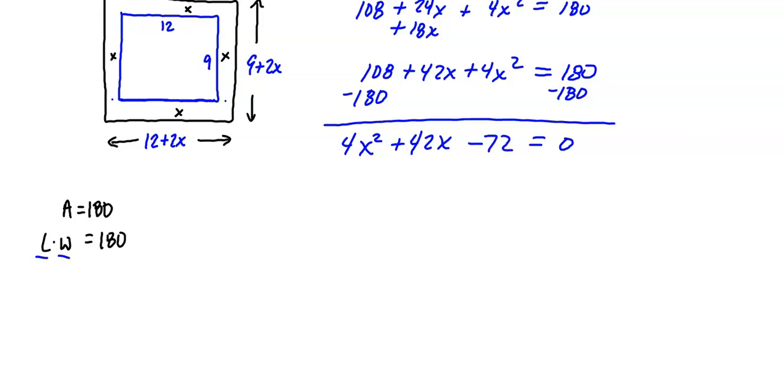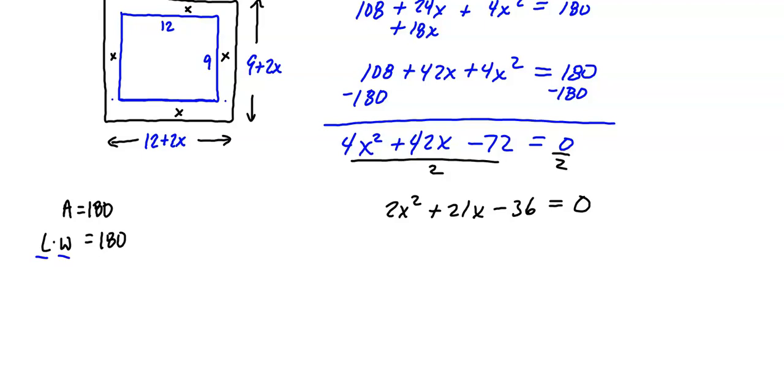So now I have a situation. Well, first of all, I see those are all even numbers. So maybe I'm going to come in here and just divide this side by 2 and this side by 2 to shrink it a little bit. So that's 2x squared plus 21x minus 36 equals 0. I don't think there's anything else I can pull out. So right now I have three options.